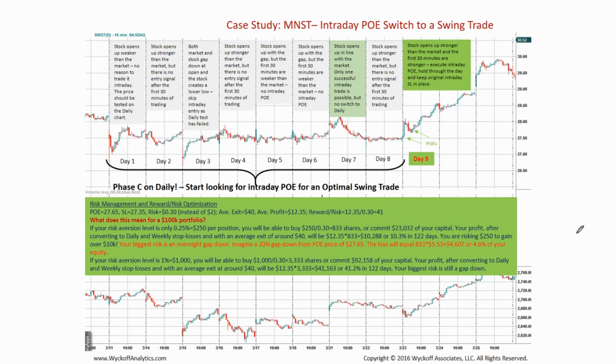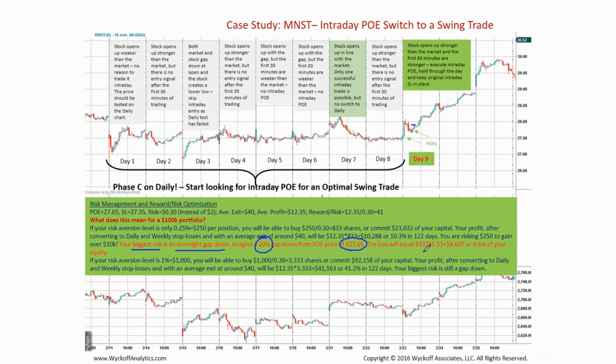And I'm sure that you guys have been in this situation many times, as myself, so you know what I'm talking about. So I'm looking at the biggest risk as an overnight gap down. I'm assuming a gap down of 20% from the price of 27.65 where we've entered. So let's say somewhere here.